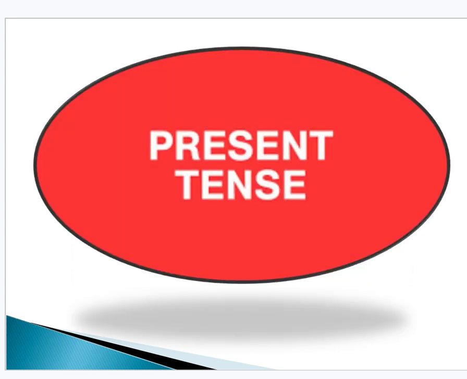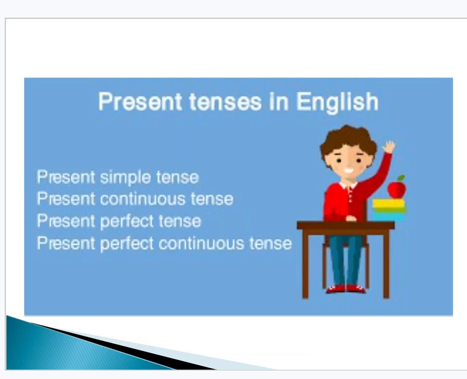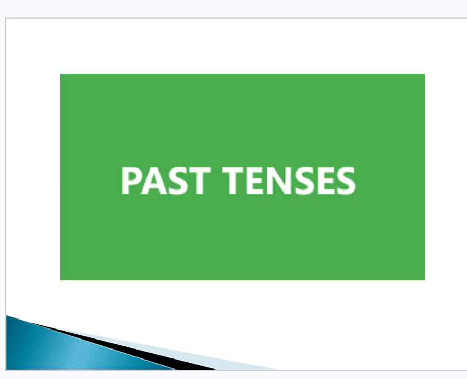So first we learn about present tense. We have four divisions in present tense, not only present, past, future. First is present simple tense, second present continuous tense, third present perfect tense, and fourth present perfect continuous tense.